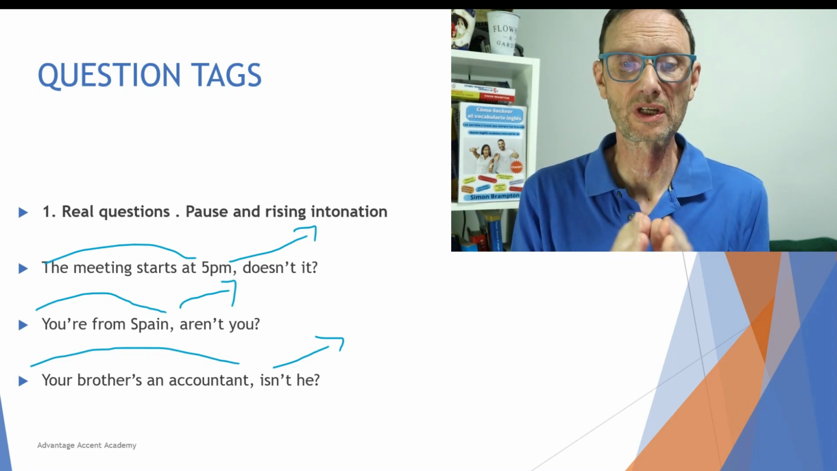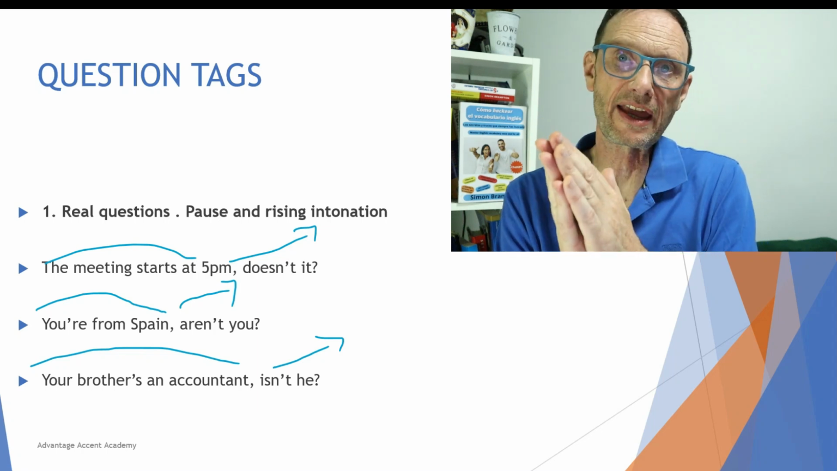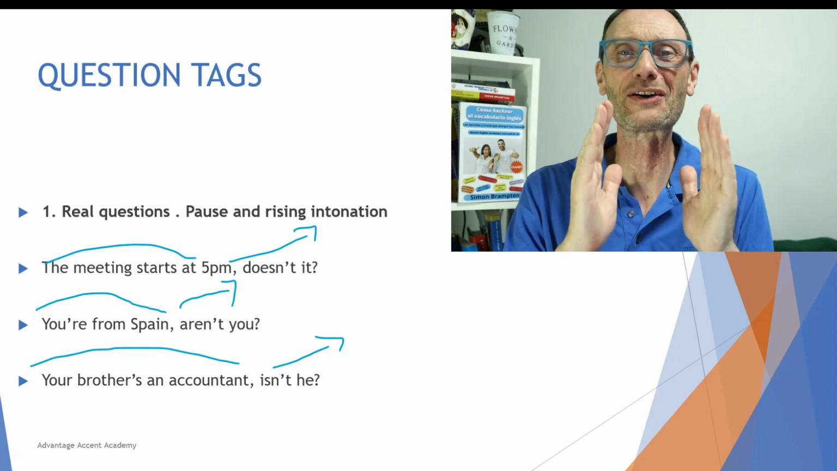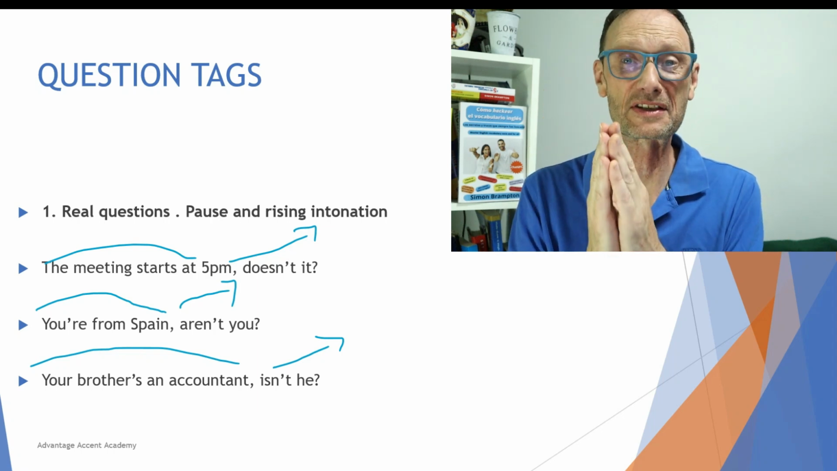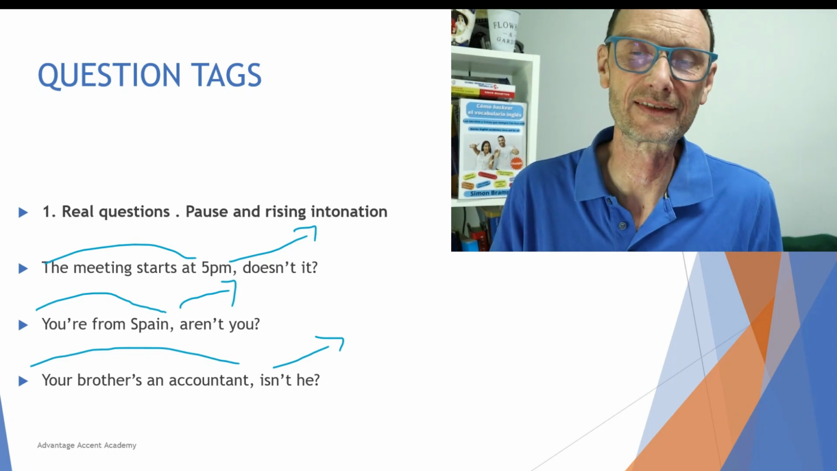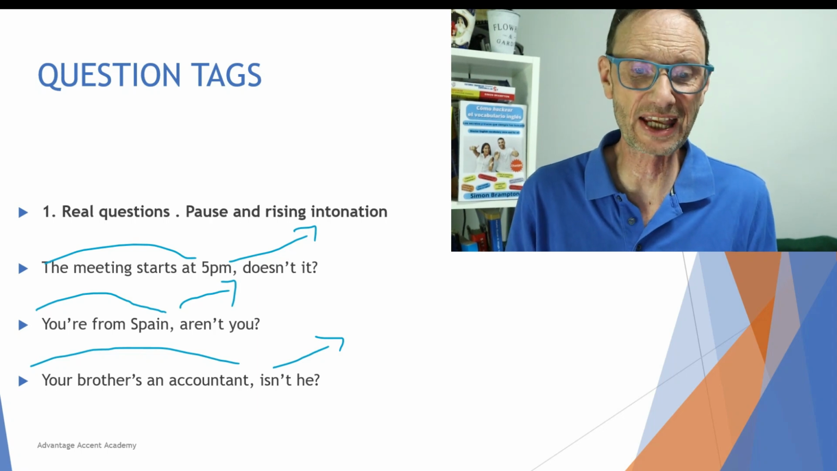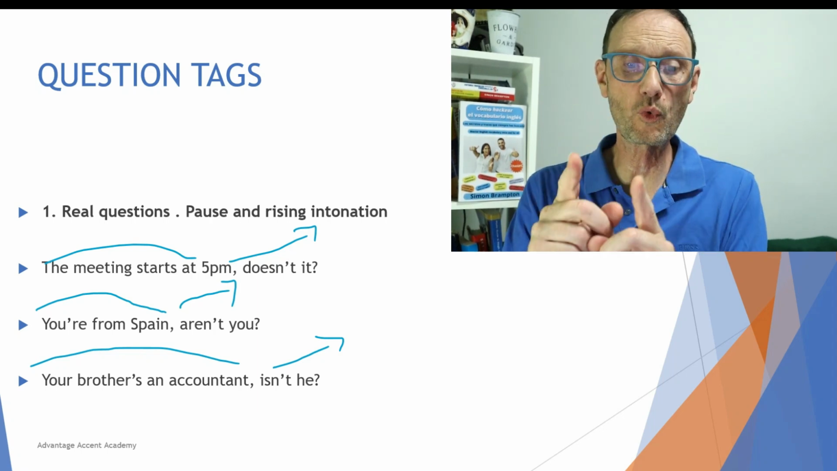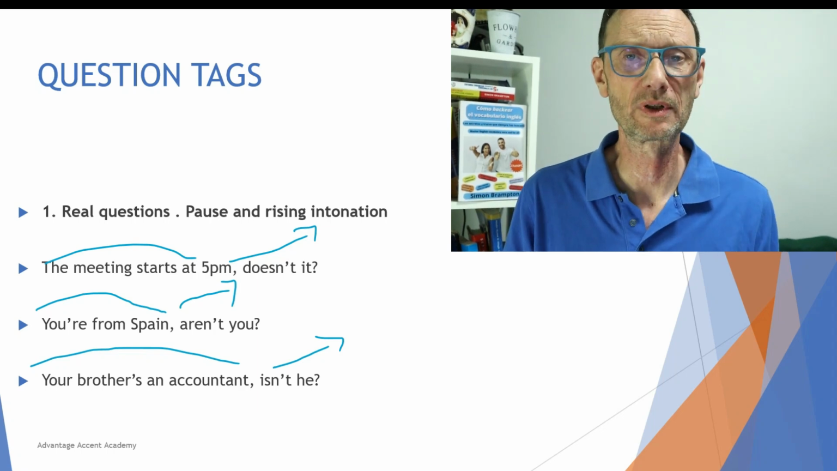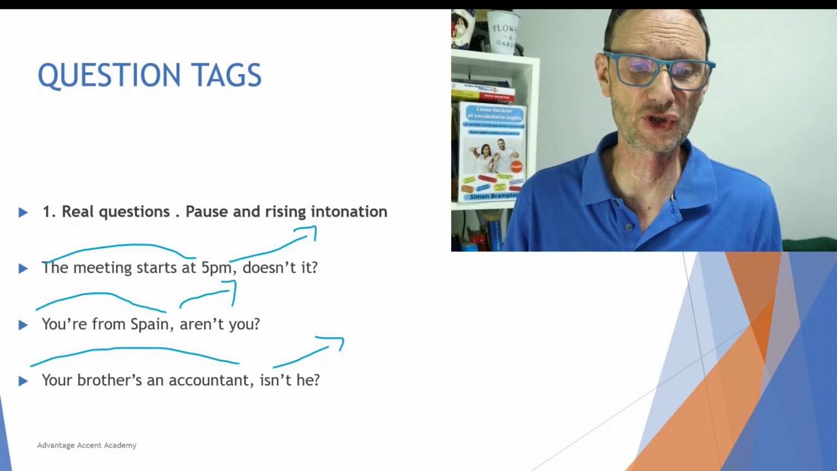An alternative to these traditional question tags is right. If you use right or correct, then you don't have to learn these combinations of auxiliaries with subjects. So you can say, your brother's an accountant, right? It's up to you. In Britain, people tend to use the auxiliary with a subject, but more and more, especially young people, they're using right and correct, which are more typical in the United States.